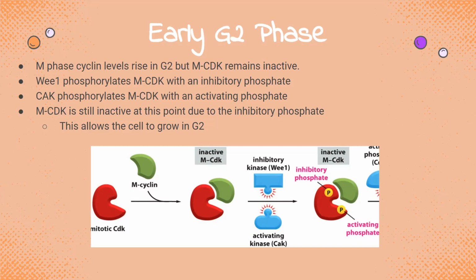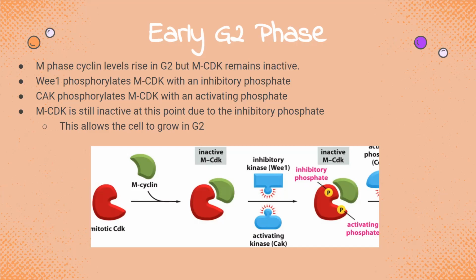No. So yeah, we have our increase in M cyclin production. So we're getting ready for M phase after G2. We have M CDK and M cyclin bind, and then we have an activating and an inhibitory phosphate. So our inhibitory phosphate is from WEE1. Usually we see phosphates as being like an on switch, but in this case, the phosphate that WEE1 kinase puts on the CDK holds it inactive. And at the same time, we have CAK, CDK activating kinase, put on an activating phosphate.